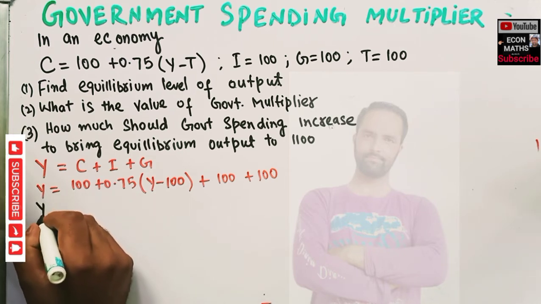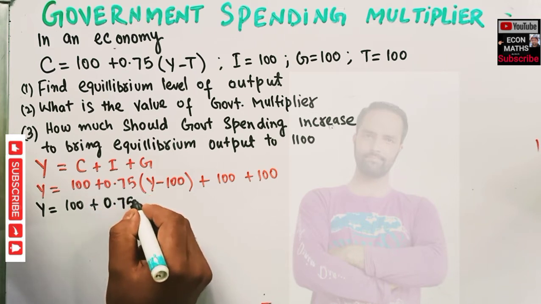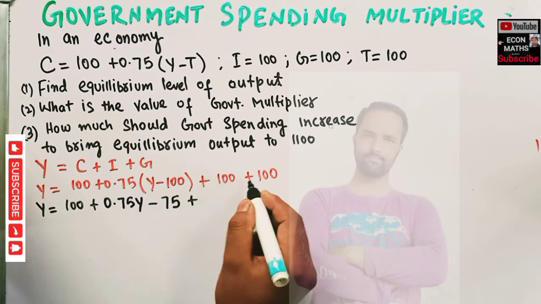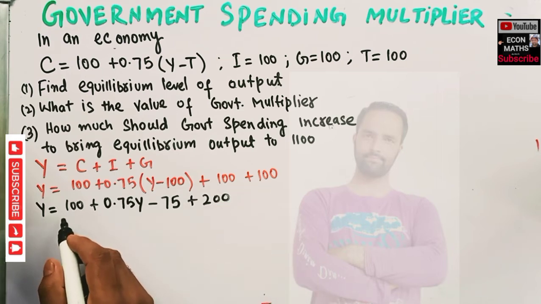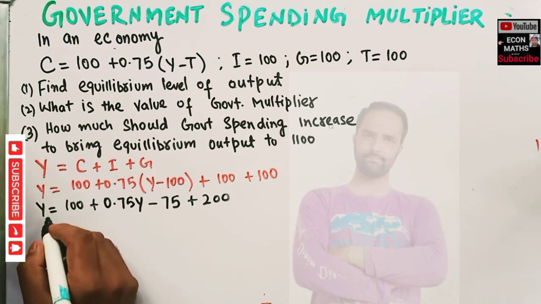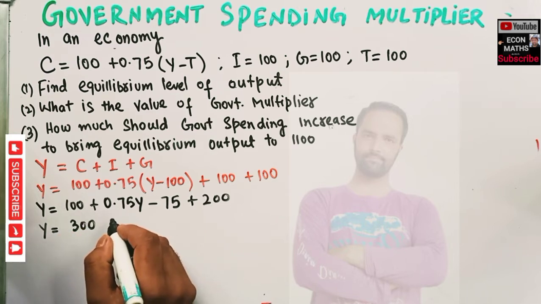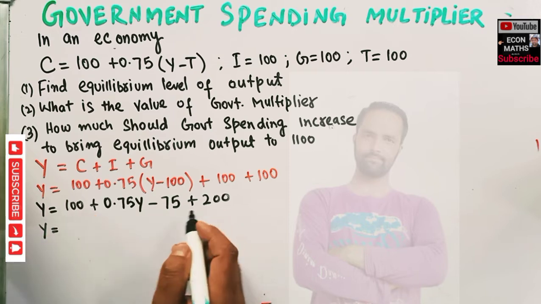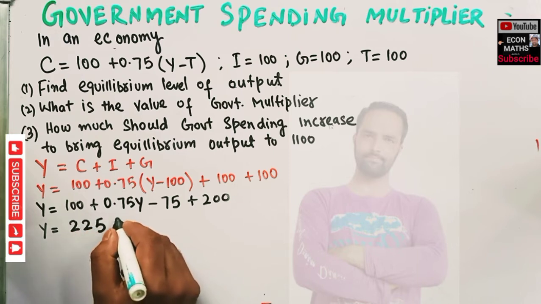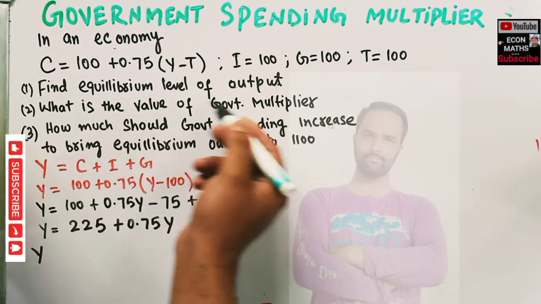I have just plugged the values of consumption, investment, and government expenditure into this GDP identity. So I can write it like this: y is equal to 100 plus 0.75 y minus 0.75 of 100, which is simply 75, plus 200. 200 plus 100 is 300, so y is equal to 300 minus 75, which comes out to be 225, plus 0.75 y. I need to solve it for y, that is our equilibrium level of output.